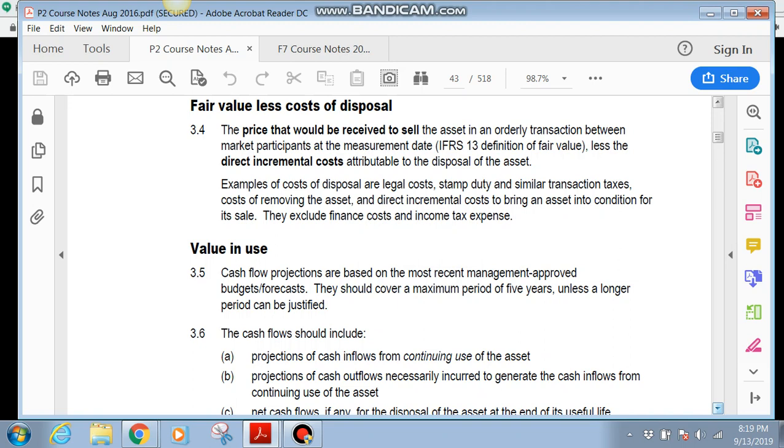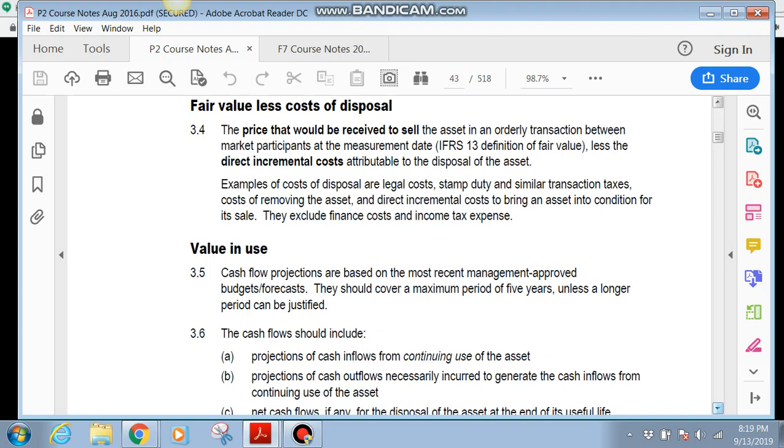Value in use is the cash flow projections based on the most recent management approved budgets or forecasts. They should cover a maximum period of 5 years unless a longer period can be justified.